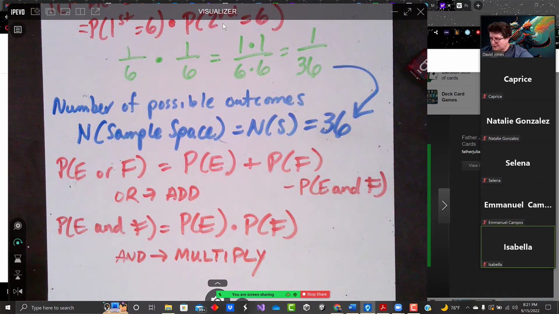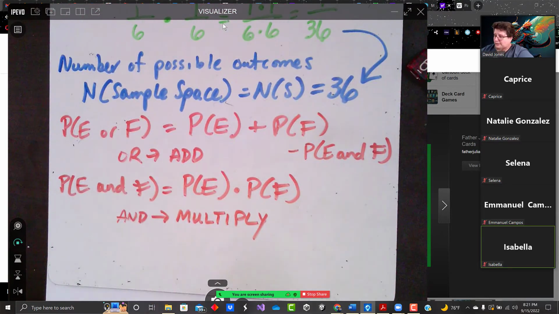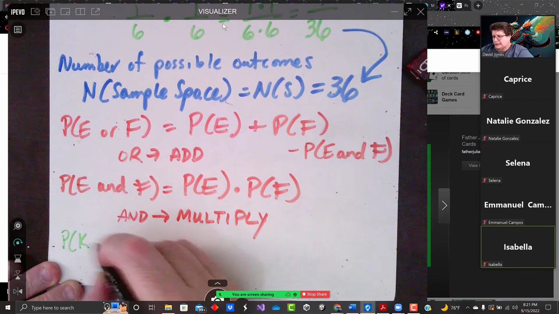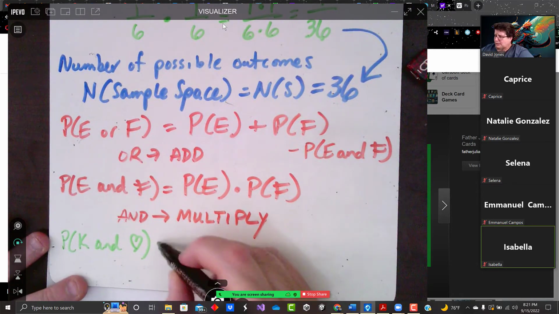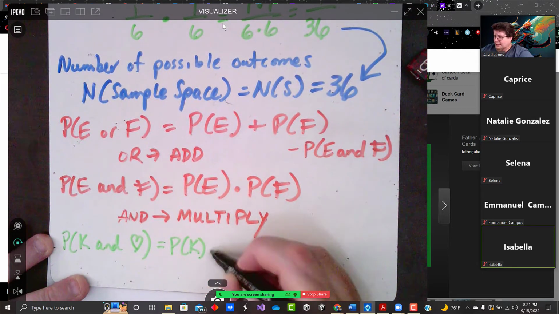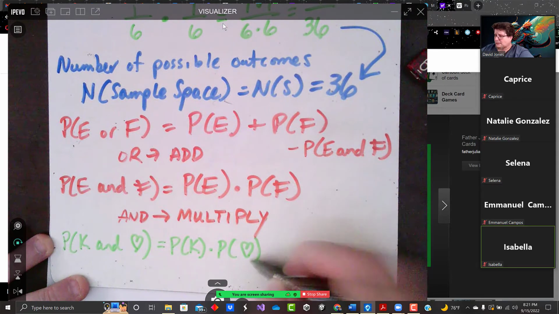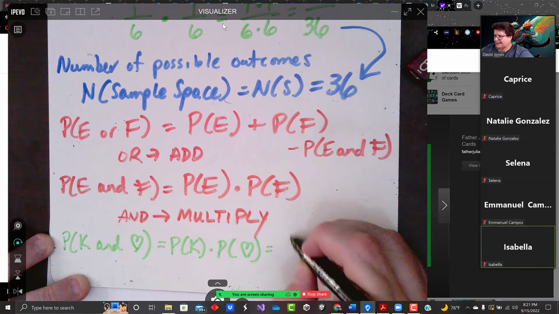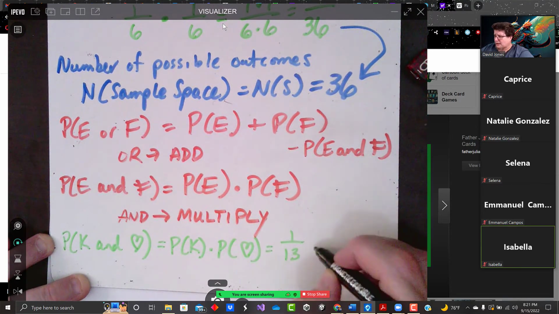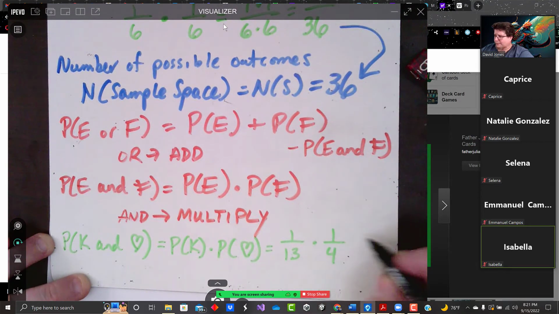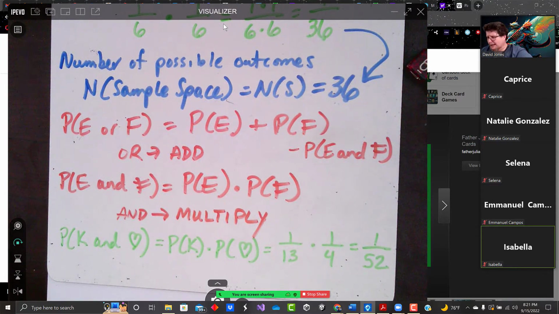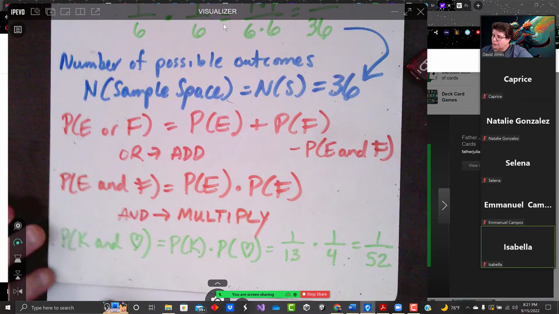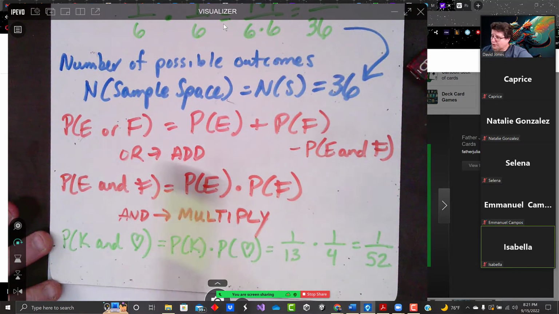This applies to things like king and heart. King and heart that we were doing just a little bit ago equals the probability of a king times the probability of a heart. The probability of a king is 1/13. The probability of a heart is 1/4. We multiply those, we get 1/52. So it does apply in the other situations. But just remember, and goes to multiply, or goes to add.